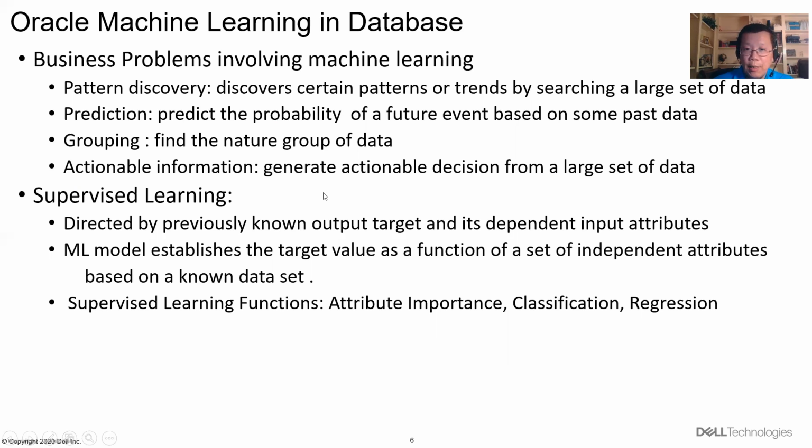Another area is called actionable information. You can use machine learning to make a decision based on historical data. For example, to approve a credit card application, you can use historical data to make a decision about one specific customer, to determine whether this customer can potentially have a good credit score. Then we can decide whether or not to grant the credit card application. Those are very common business problems that may relate to machine learning.